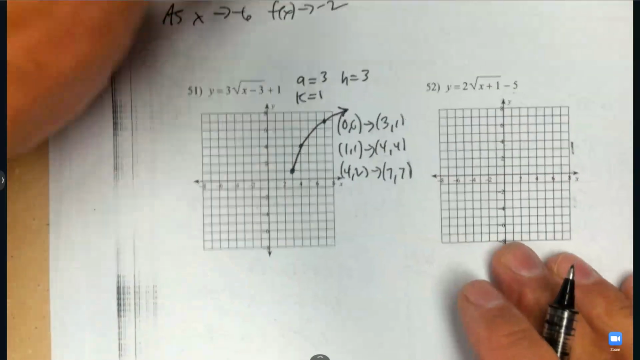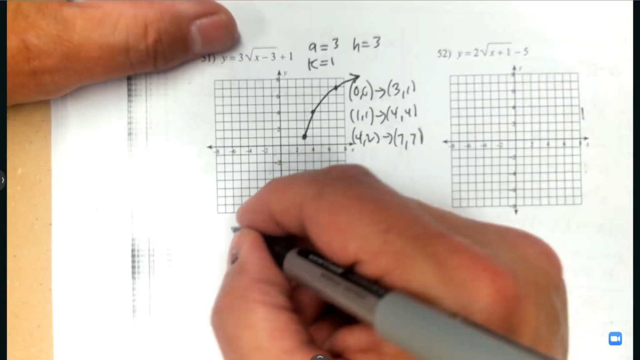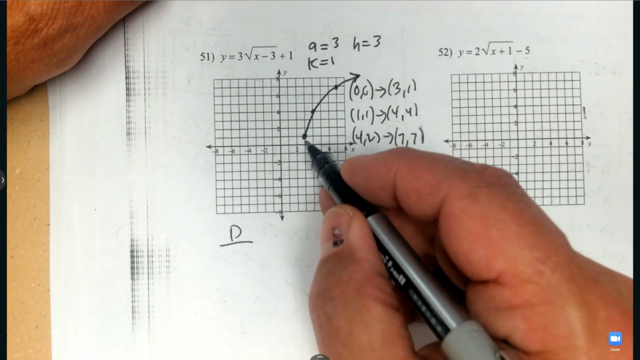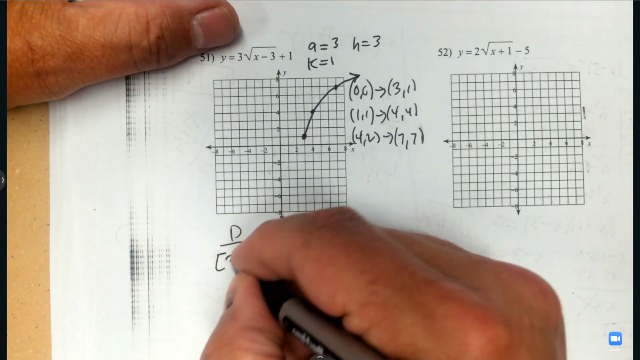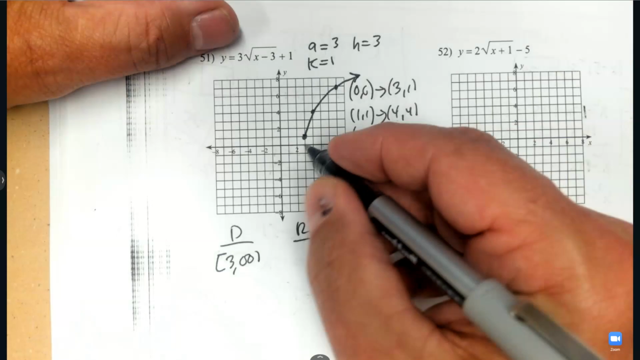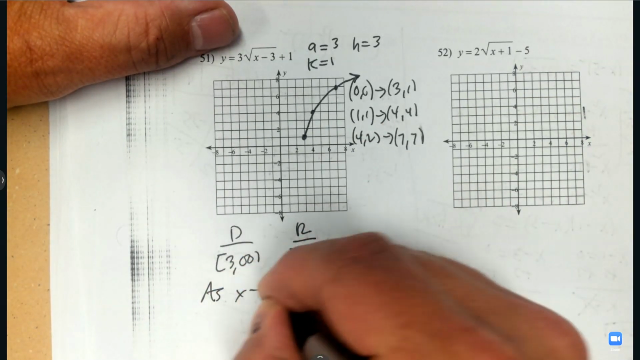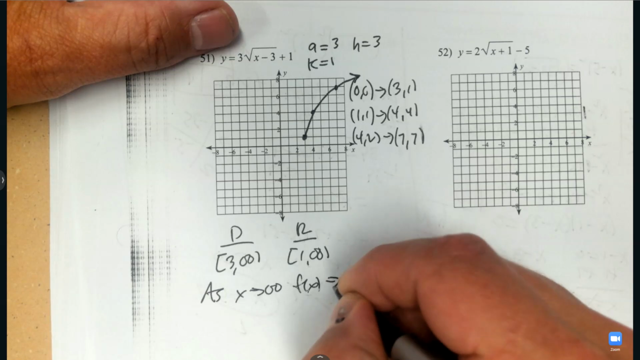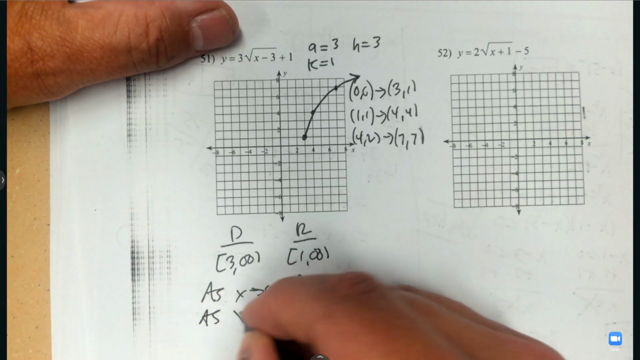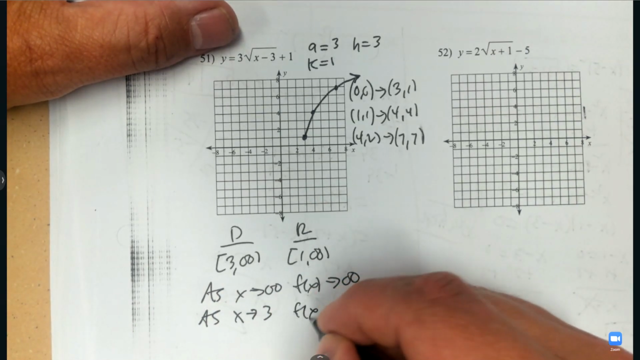And then draw your curve. The domain is the first x value, which is 3. The range is your first y value there, which is 1. And then the end behavior. The right end goes up, and the left end is a point, h, k, which is 3 and 1.